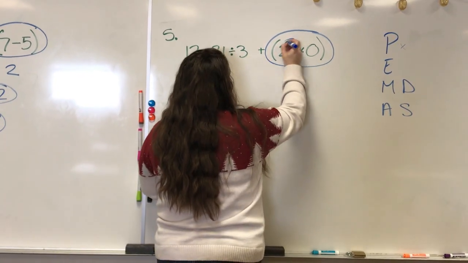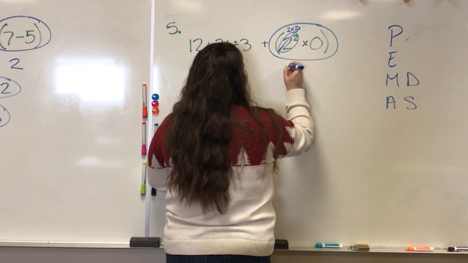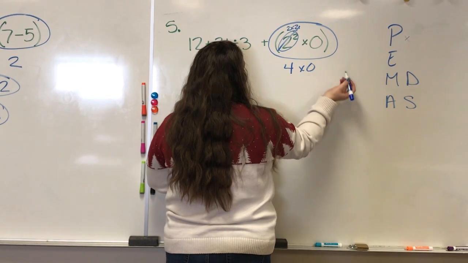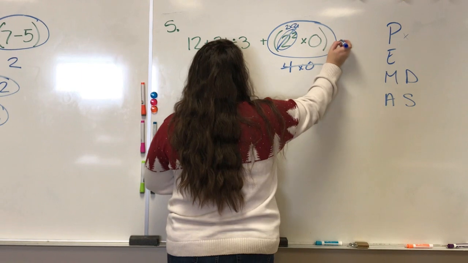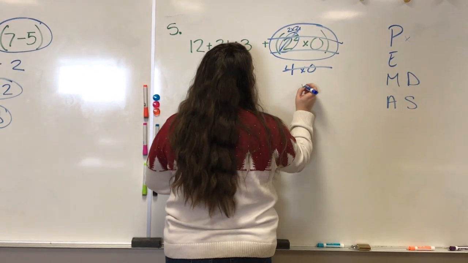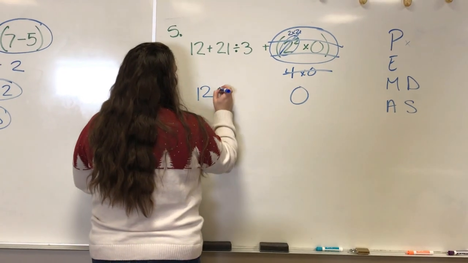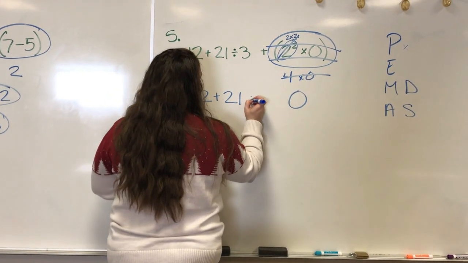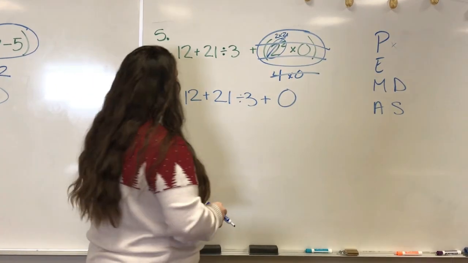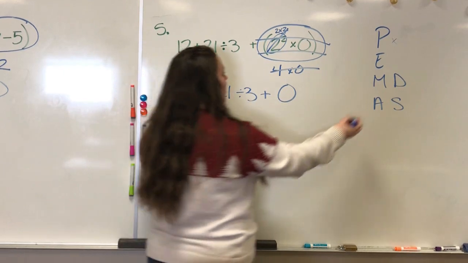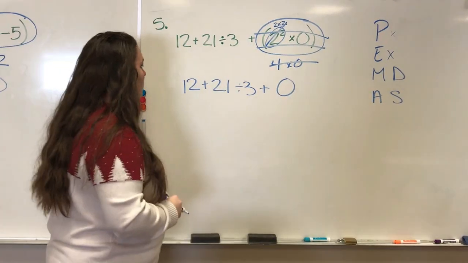Yes, there is. So I'm going to start here, and I'm going to go 2 times 2, which now is 4 times 0. I'm still working in my parentheses. 4 times 0. This whole entire thing is now 0. And then I'm going to rewrite my problem. 12 plus 21 divided by 3 plus 0. Looking at the rest of this problem, I don't have any exponents. Now I'm on to multiplication or division.